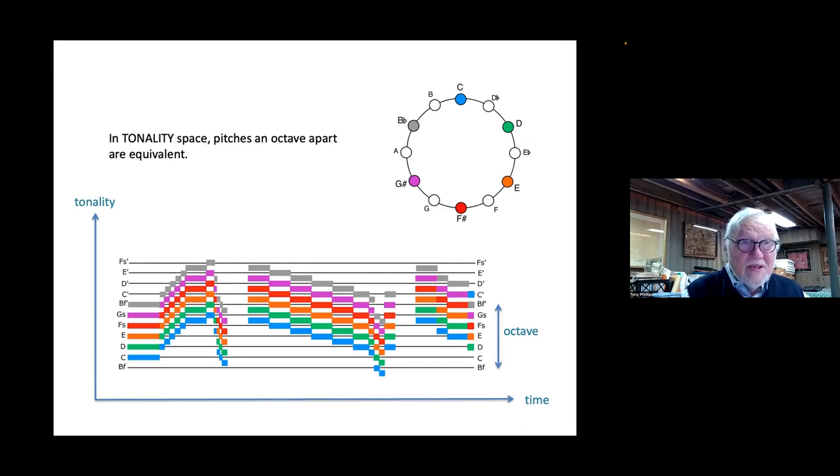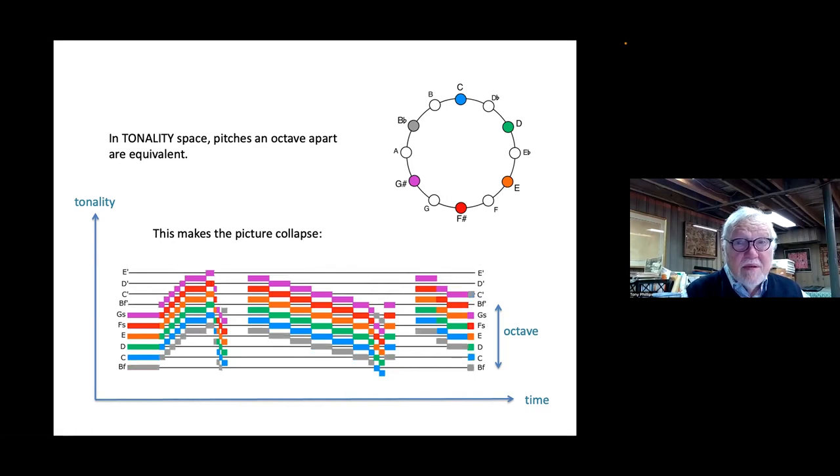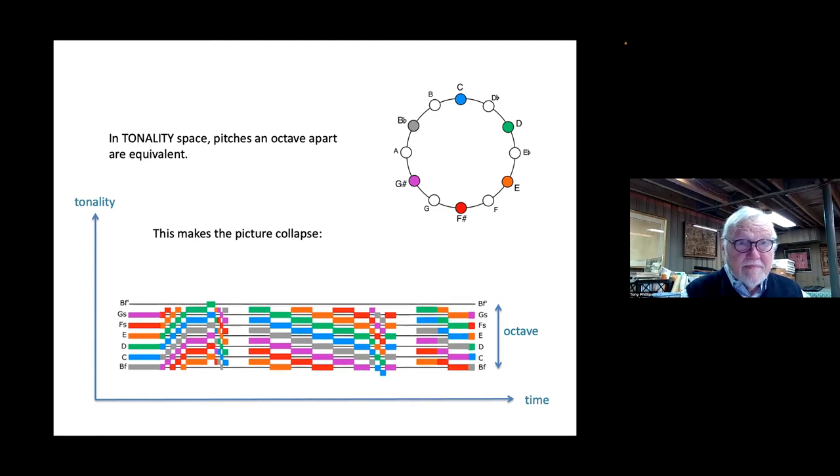So in tonality space, pitches that are an octave apart are equivalent. We have trouble telling them apart, they sound to us essentially as the same note, even though one has twice the frequency of the other. But this means that if we look at our graph, in tonality space, it collapses. It all collapses down to within one octave, where the bottom of the octave, whichever pitch you start with, is identified with the pitch which is twice the frequency, but the same tonality. So in tonality space, the picture collapses.